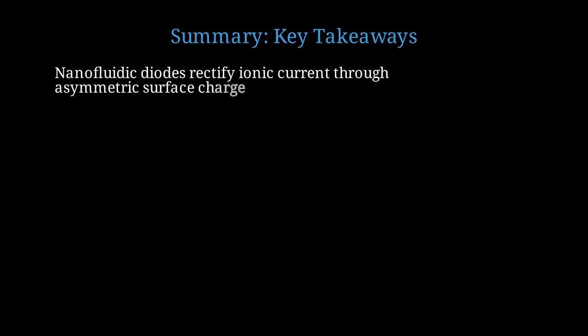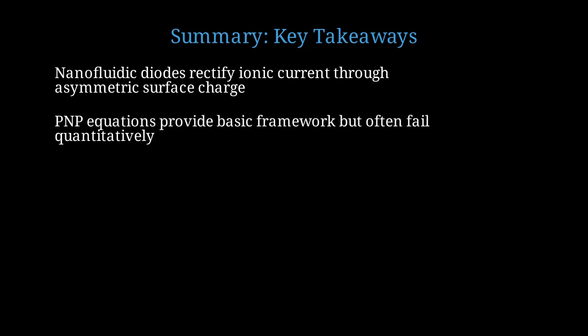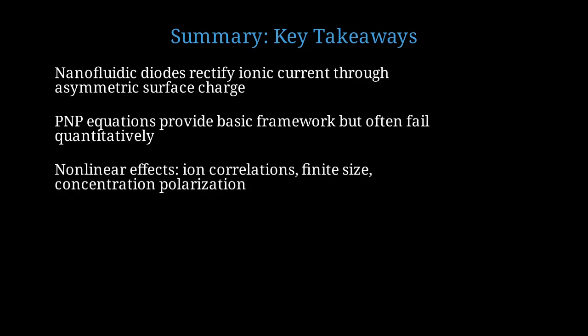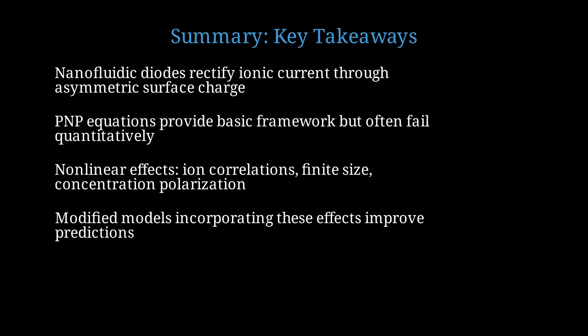Let's summarize the key concepts we've covered about nanofluidic diodes. Nanofluidic diodes use asymmetric surface charge distributions in nanoscale pores to rectify ionic current, analogous to electronic diodes. The Poisson-Nernst-Planck equations provide a useful starting framework, but often fail to quantitatively predict real behavior. Important nonlinear effects include ion-ion correlations, finite ion size, dielectric saturation, and concentration polarization at pore entrances. Modified models that incorporate these physical effects provide better agreement with experiments.